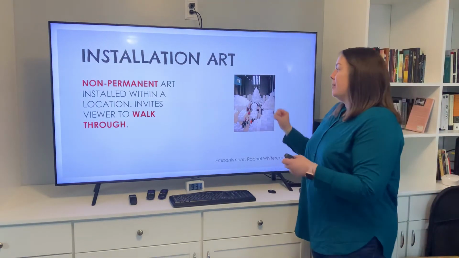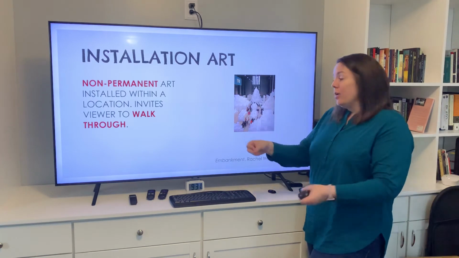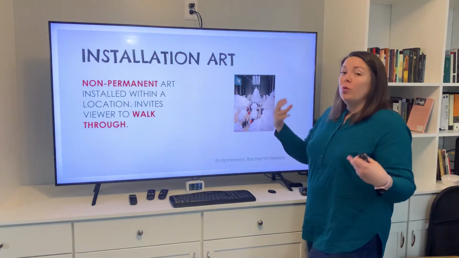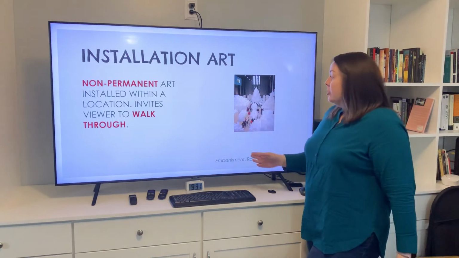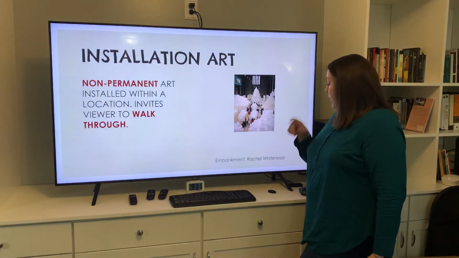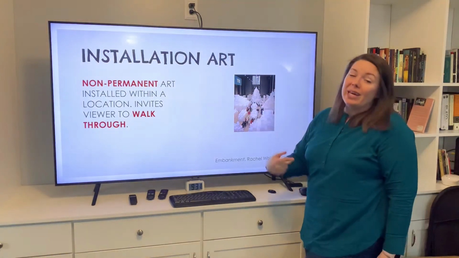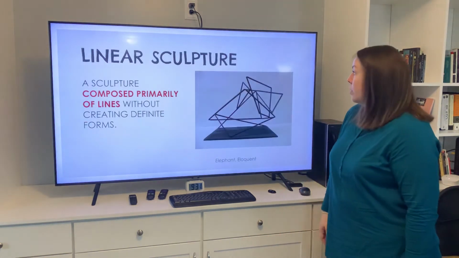Installation art. This is just like the very first one that we talked about. This is non-permanent. It's installed within a location, and then it can be moved away. Installation art generally invites people to walk through it. This is called The Embankment by Rachel Whiteread. You can see people are walking in between the parts of the sculpture.